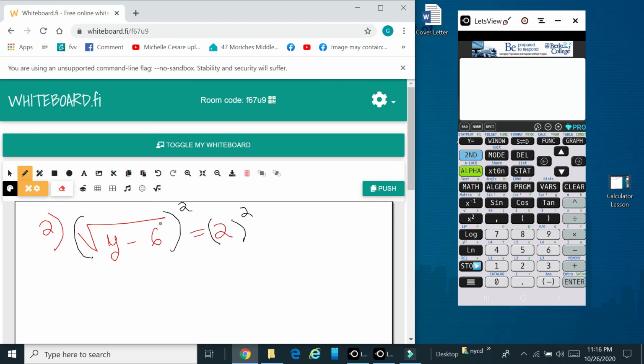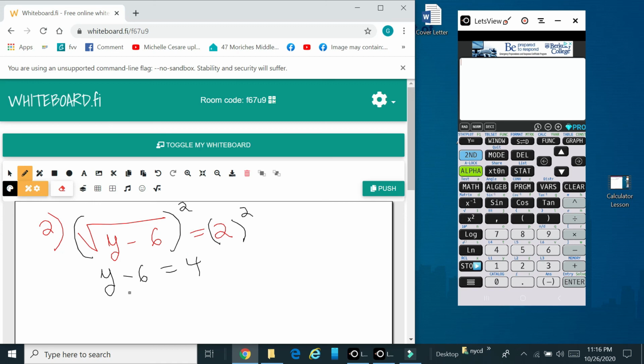Now, I could go through the whole process, but if you want, talk to me through the chat, and I will do it the long way, if you really want to understand why the square root is gone. So now it's going to leave me with y minus 6 equals 4.